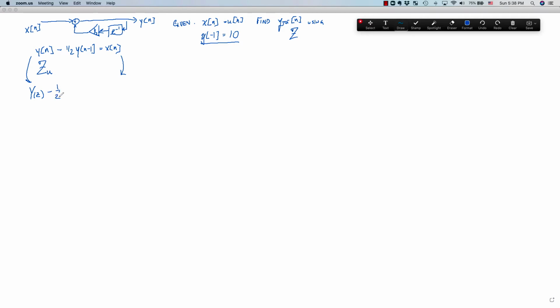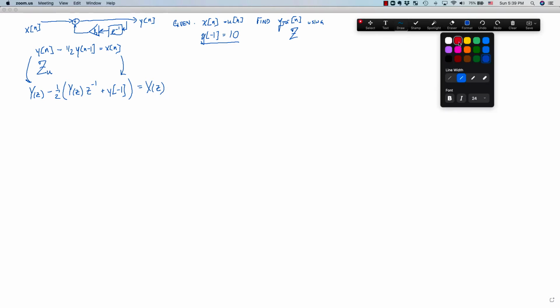The one-sided Z transform is linear, so if I transform a half times a function, that's the same as a half times the transform. And the one-sided Z transform, remember, for delays gives us the Z transform delayed by 1, but then we add in the initial condition. Then to Z transform the input, we're just going to write it as big X of z.